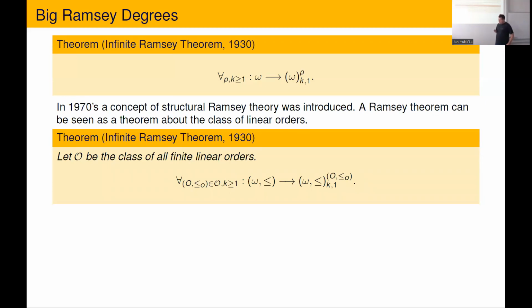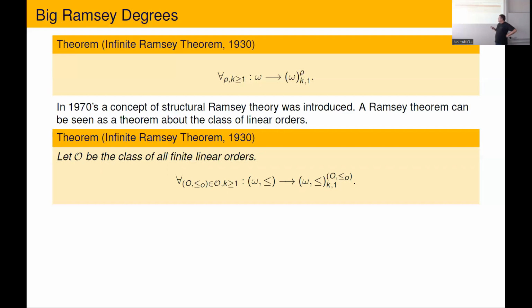And the twist is that I will start to consider Ramsey theorems on structures, which is something that was invented in the 70s and 80s. One of the founders of this area is Nešetřil and Rödl, from Prague. And so the structure formulation of the infinite Ramsey theorem is the following.